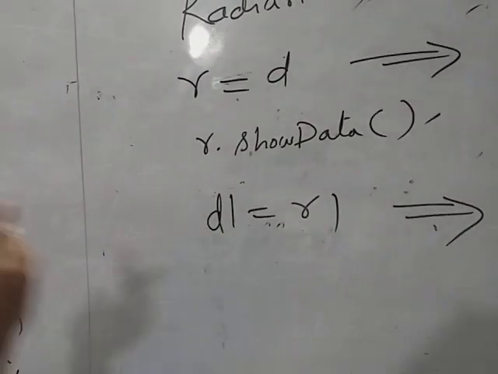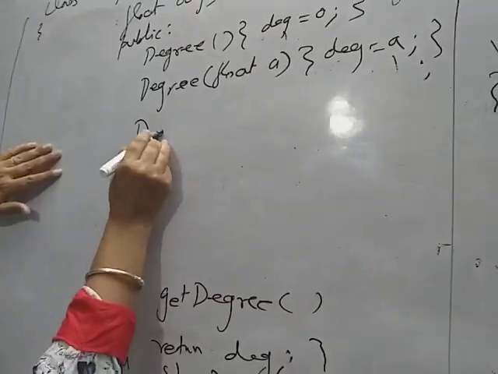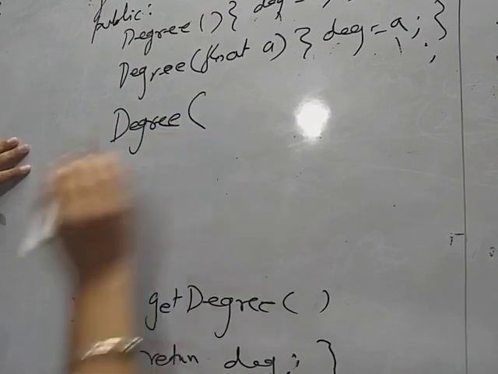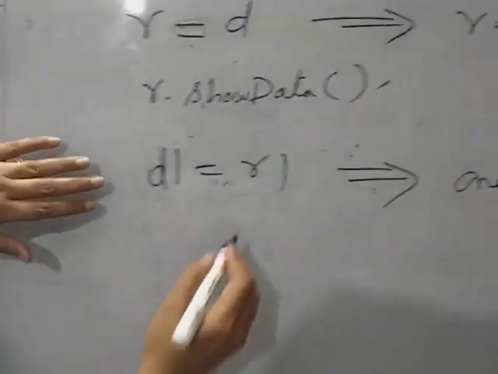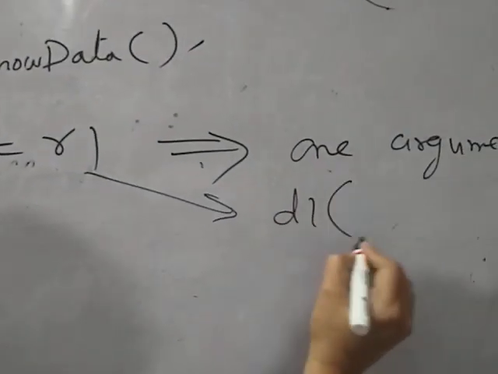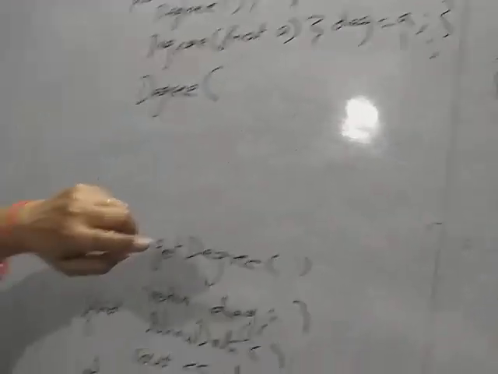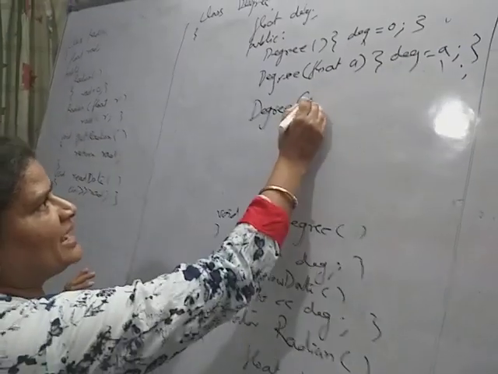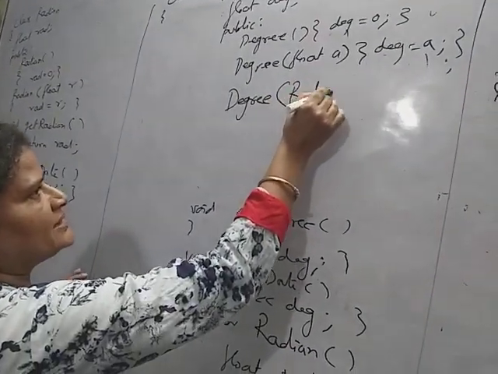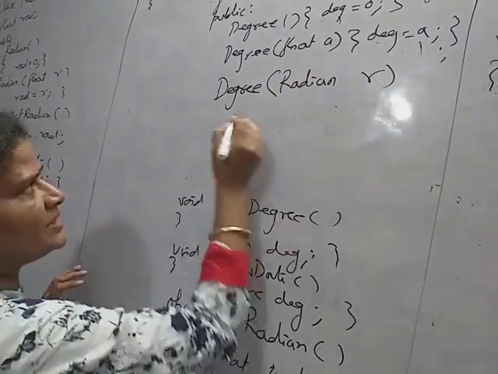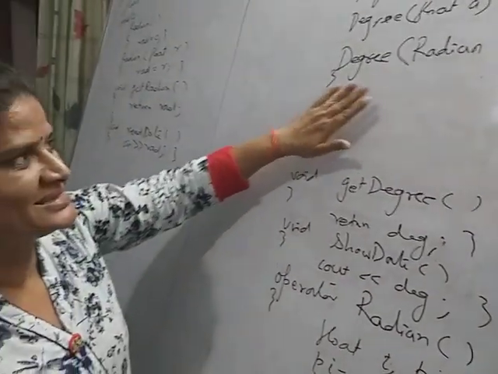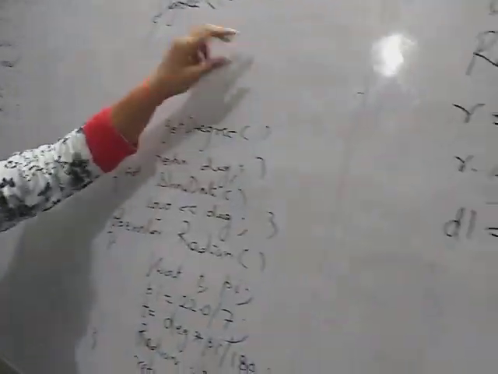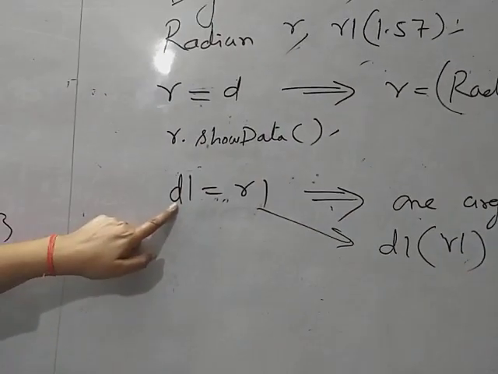Okay, and now here I am writing the one argument constructor in the degree class. Consider this one as D1, R1. So here the degree constructor will take an object of the radian class as an argument, radian R. Now what is the objective? The radian to be converted into degree.